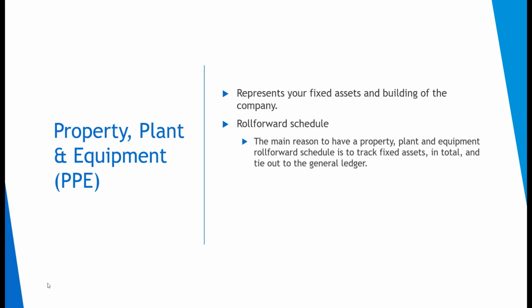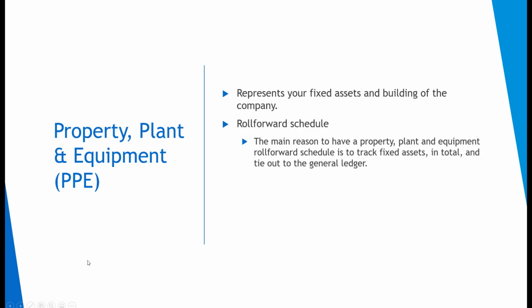So now, property, plant, and equipment. Obviously, this represents the fixed assets and buildings of your company, and a roll forward schedule. And we're going to go over that in just a second. But the main reason why you need to have a roll forward schedule is so you can track your fixed assets in total and be able to tie them out to your general ledger.